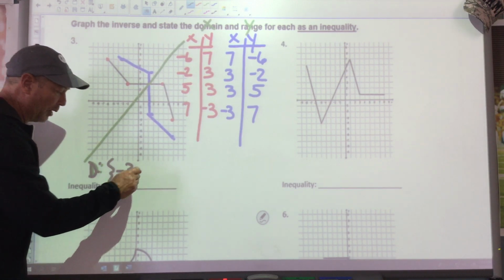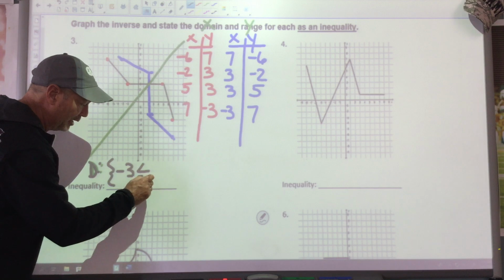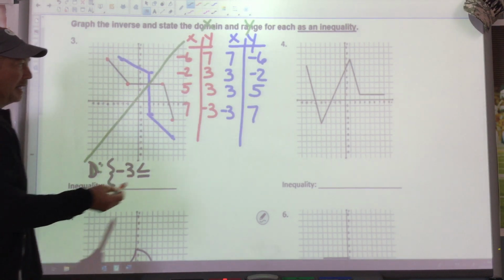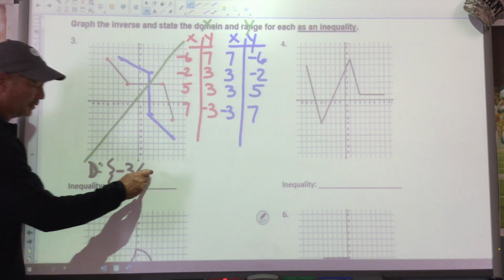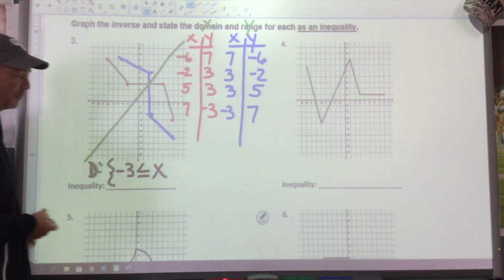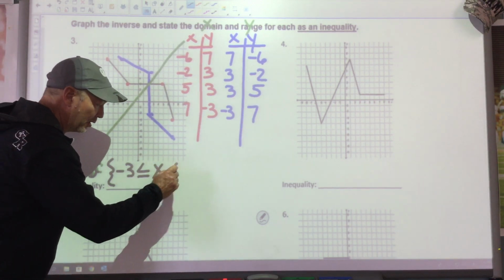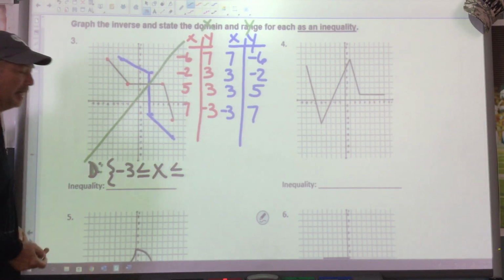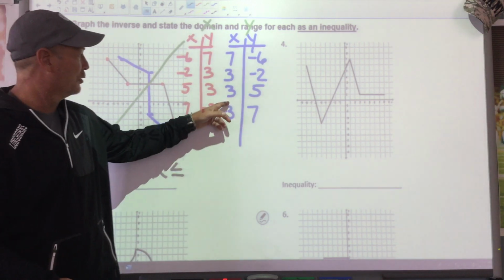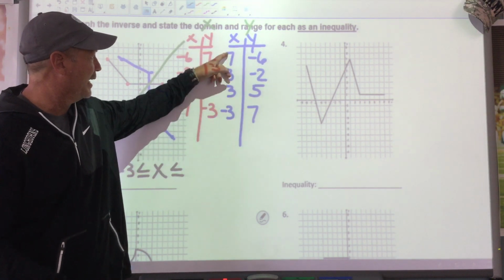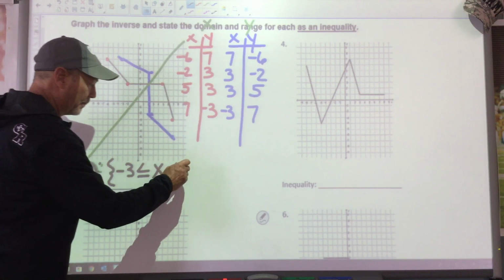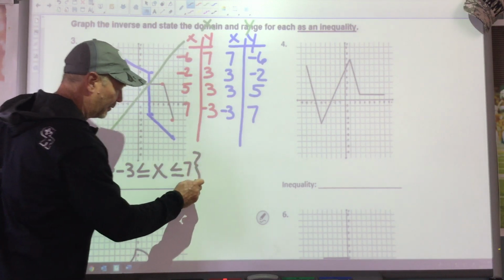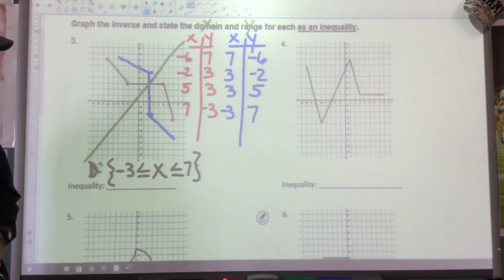This is my smallest number. So we're going to ask you to write less than or equal to. And my domain is my x values. We're going to go another less than or equal to. And then write your biggest x value, which is 7. This is your domain as an inequality.